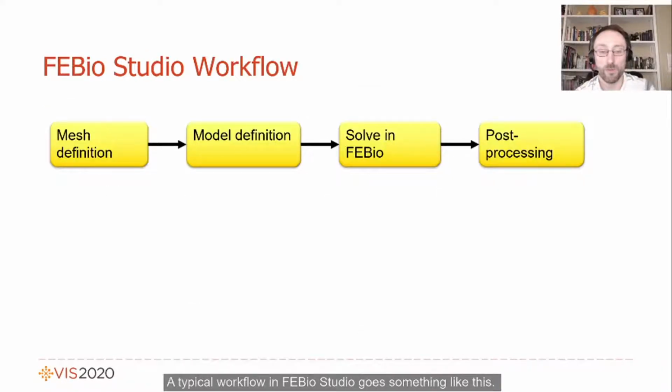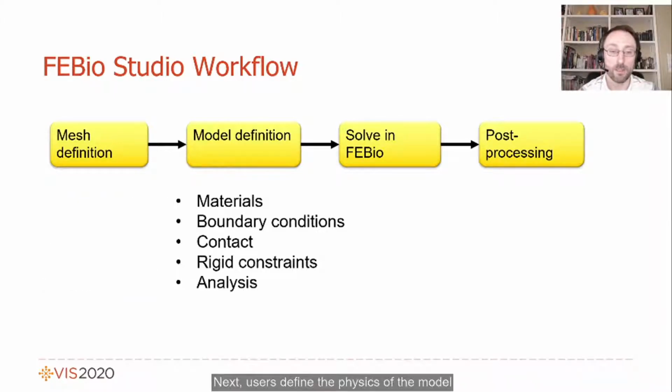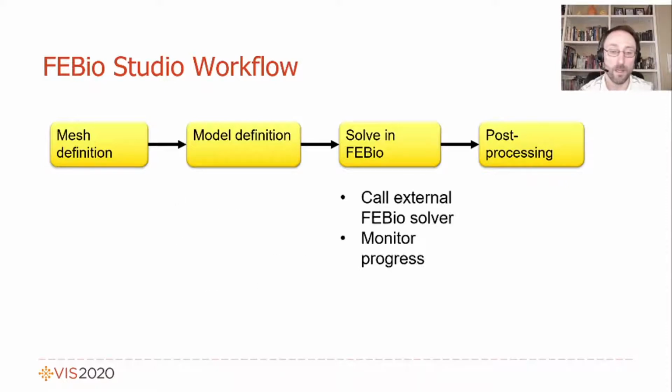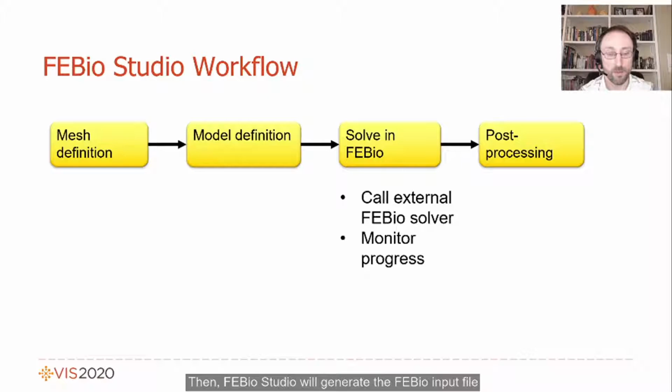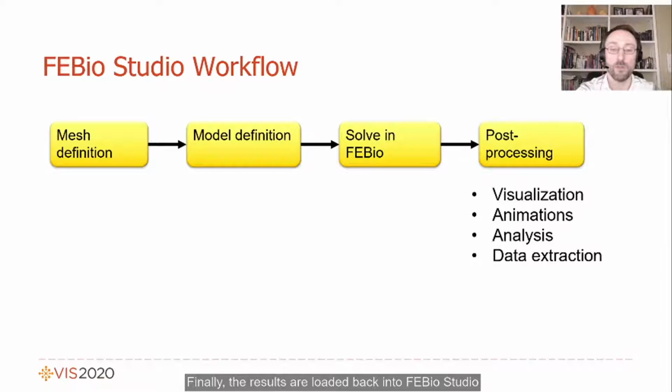A typical workflow in FEBio Studio goes something like this. So first, users import their surface or volume meshes. In the case of surface meshes, they can then generate volumetric meshes. They can also check mesh quality metrics and repair some common issues. Next, users define the physics of the model by assigning different materials to different parts, setting up boundary conditions, contact conditions, rigid body kinematics, and so forth. Then FEBio Studio will generate the FEBio input file and call FEBio, and users can monitor the progress in FEBio Studio. And then finally, the results are loaded back into FEBio Studio for visualization and animation, analysis, and data extraction.